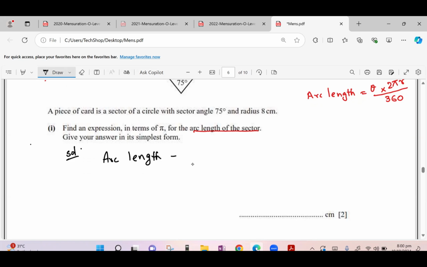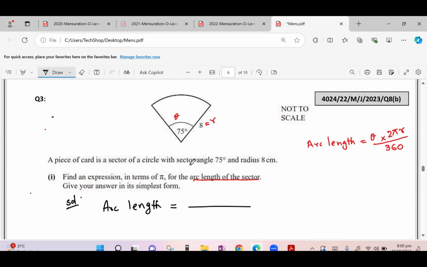Okay, listen. What is the value of theta here? Theta is basically 75. So write 75 here, times 2, multiplied by pi, times radius, which is 8, divided by 360. Don't multiply, just try to cancel out. Try to simplify this. So 2 on the 2, 2 fives are 10, 180 is 360.